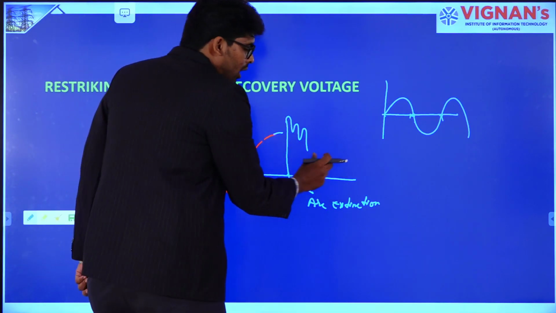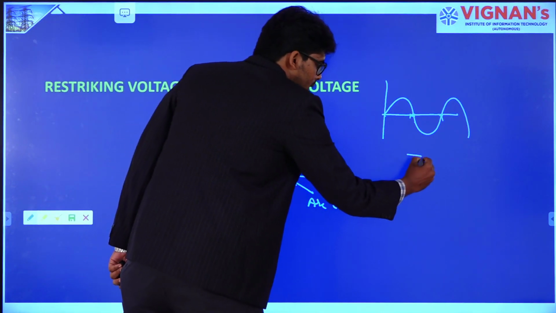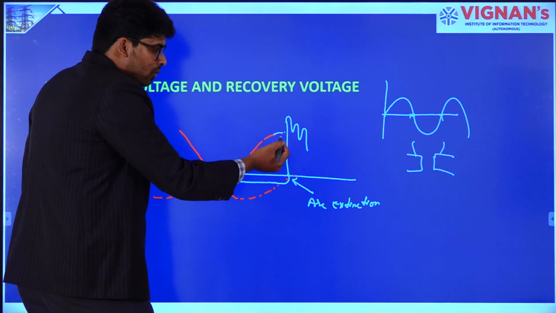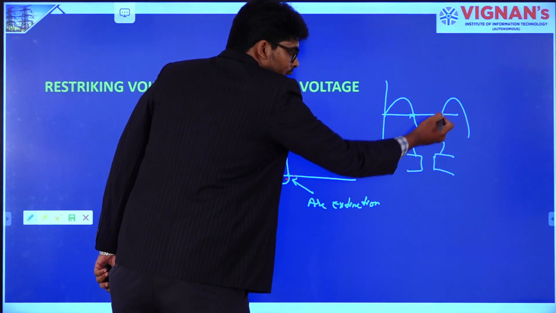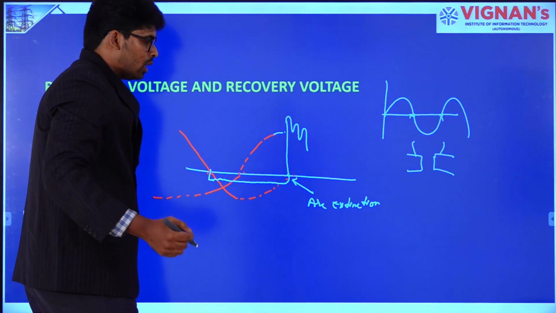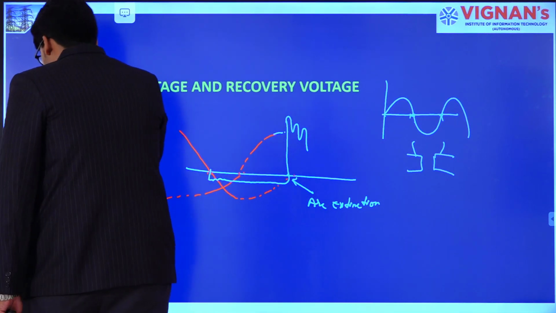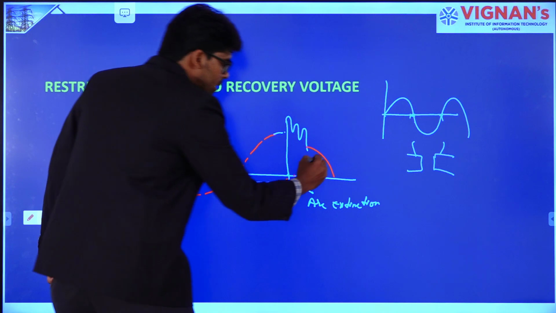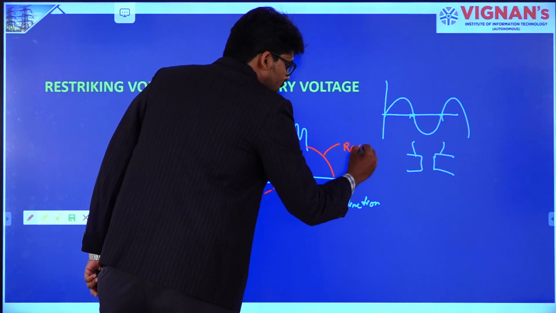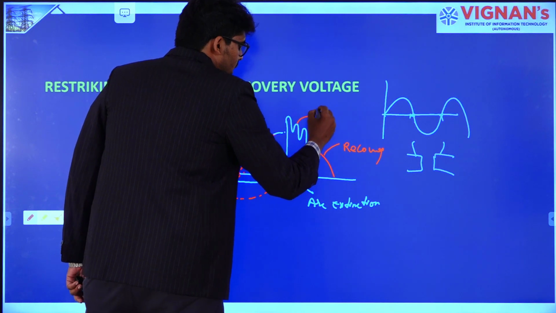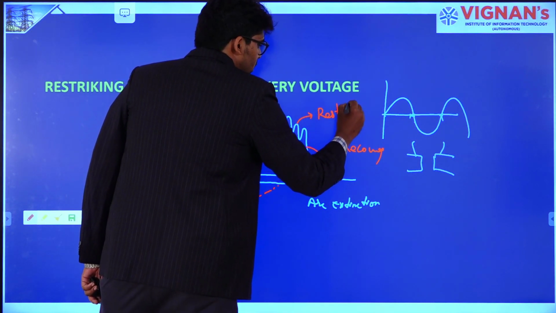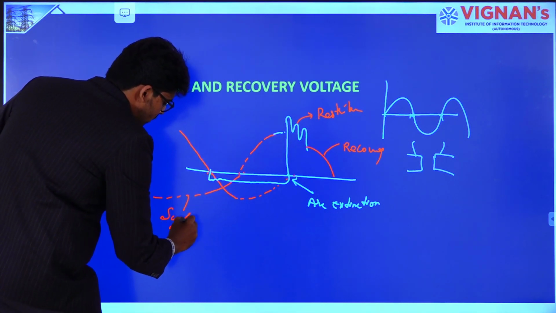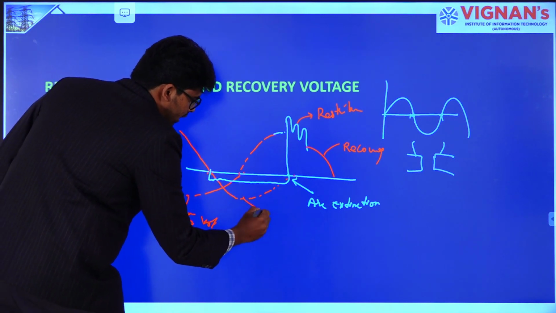These are all instances which happen across the contacts in circuit breakers only. You need to understand that. This voltage is called the restriking voltage. After that point, the arc got extinguished. If the arc gets extinguished, then you will have a normal recovery voltage. This is called recovery voltage, this is called restriking voltage, this is the system voltage, and this is the system current.